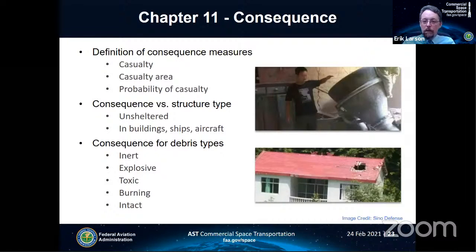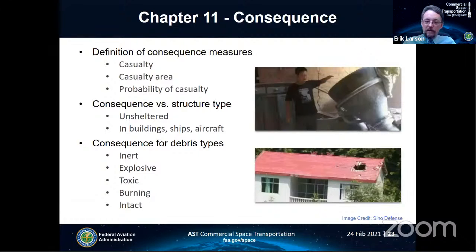There are two major categories of looking at consequence: whether people are unsheltered, outdoors in the open, so the hazards are directly affecting people, or whether people are inside a building or a ship or an aircraft, and how that structure affects the casualty area being produced. Obviously, for small debris, having a roof over your head will provide more protection, but a larger piece of debris can start to bring down the structure itself and cause a larger hazard area than there would have been from the original debris.